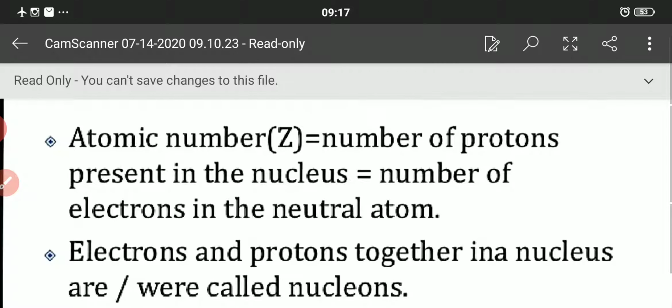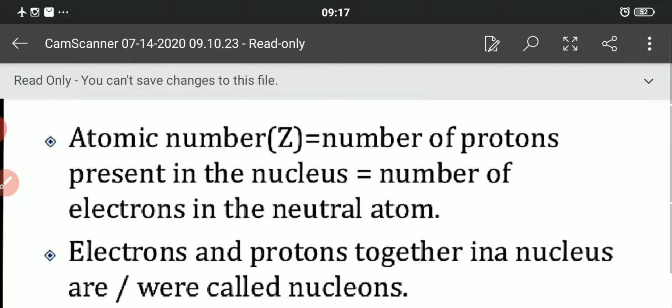Today we discuss chapter number 2 of 11 science chemistry. In the first part of this chapter we already discussed different models of atoms. Today we discuss atomic number and atomic mass.